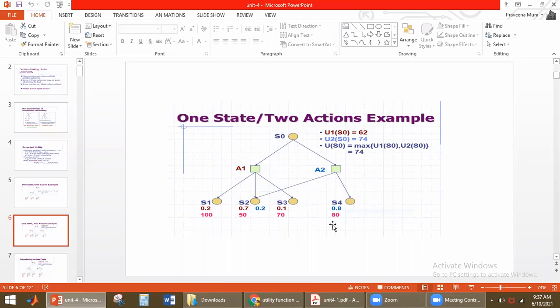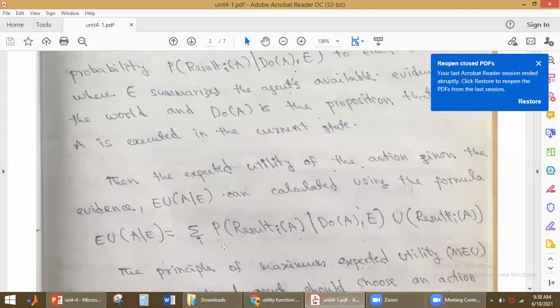Now the agent has to take the decision about which action to consider. How will it take the decisions? It will take the decisions based on the expected utility value. Whichever action has the maximum expected utility value, that particular action will be considered. So that's what we have discussed here also. That is calculated like this.